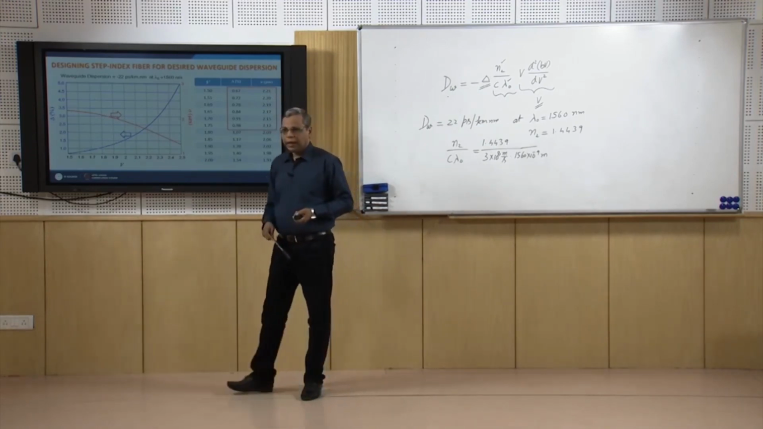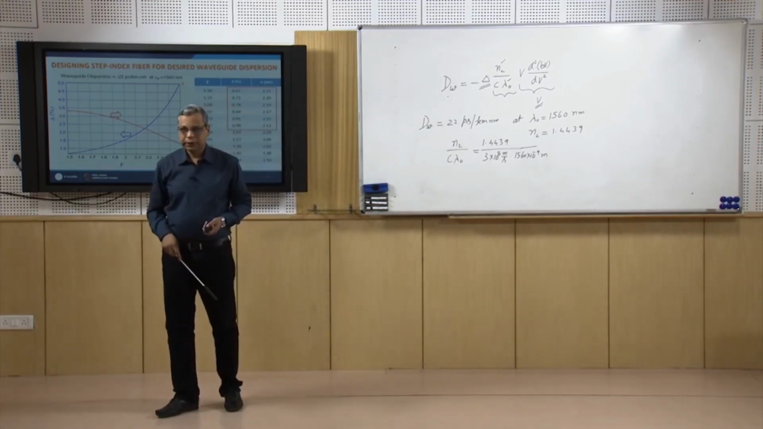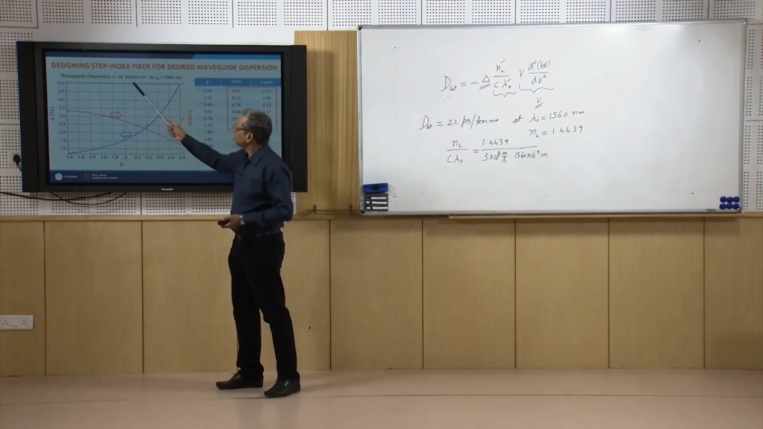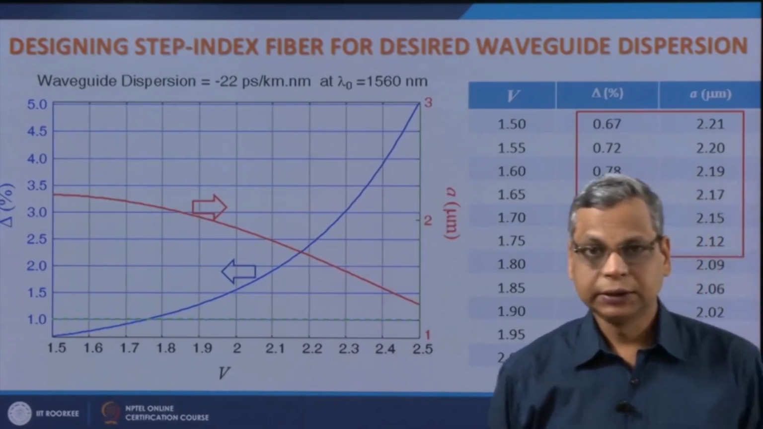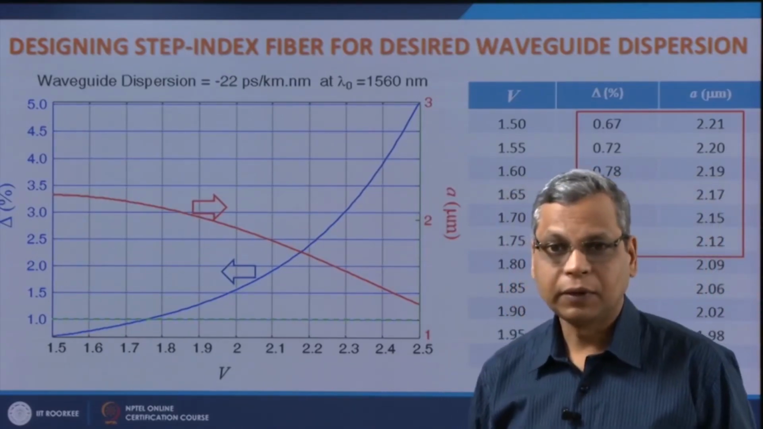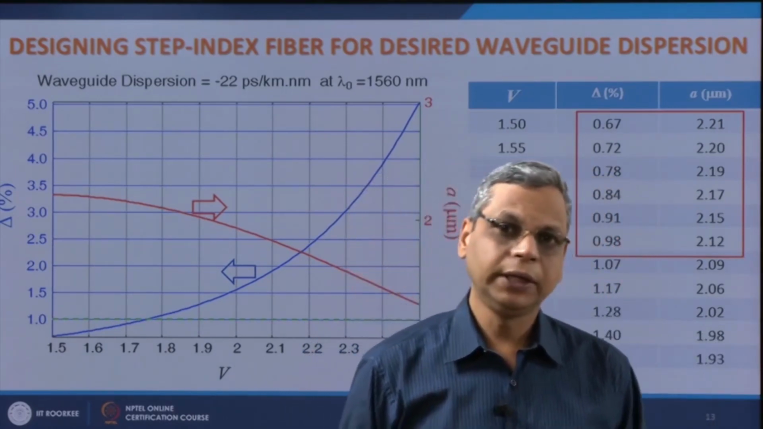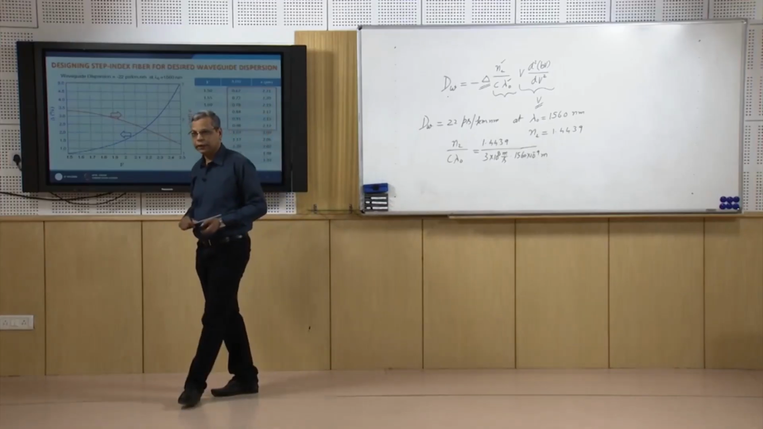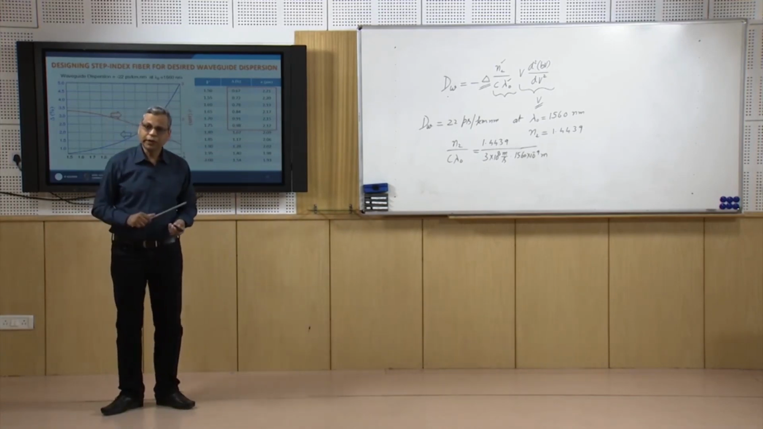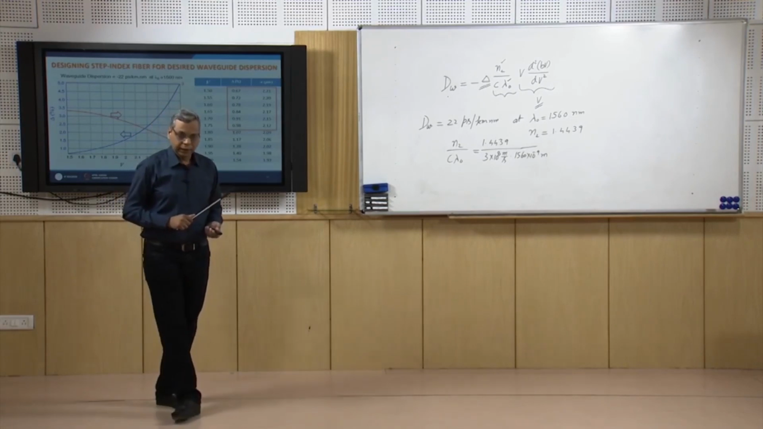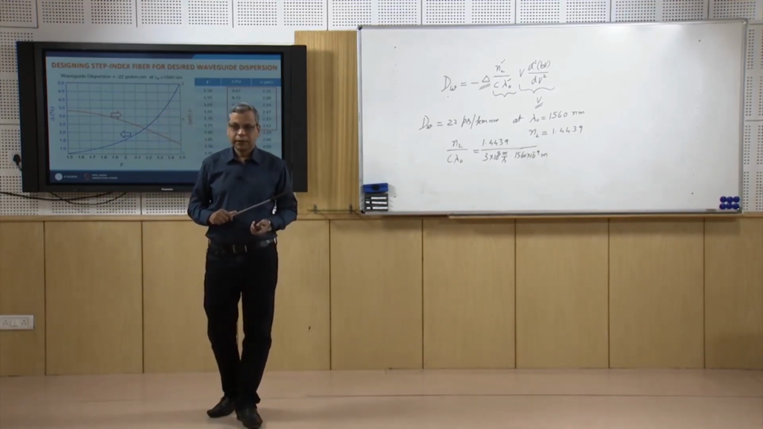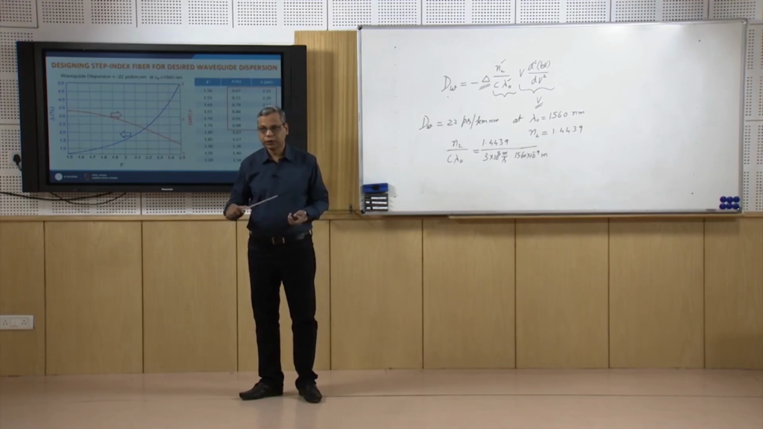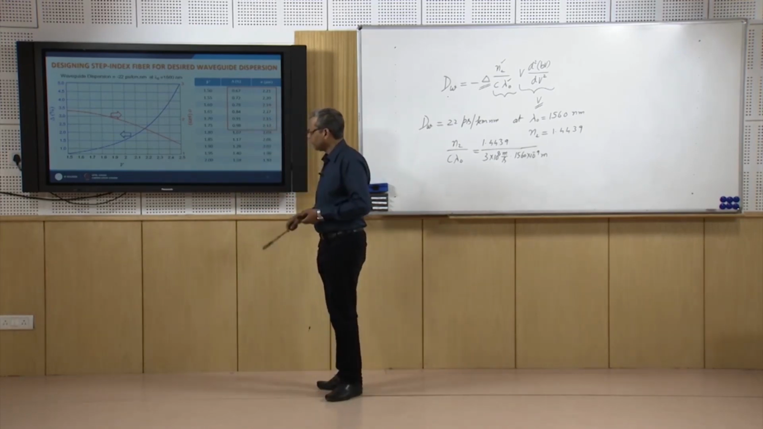In this way I can obtain any desired value of waveguide dispersion to a certain extent, not any desired value, because if I want a much larger value of waveguide dispersion, then perhaps I will have to have a very large value of delta and correspondingly a very small value of A, which is not desirable, because a very high value of delta will give you very large attenuation and a very low value of A will create problems in coupling light from the laser source into the fiber. So, we will have to be practical.